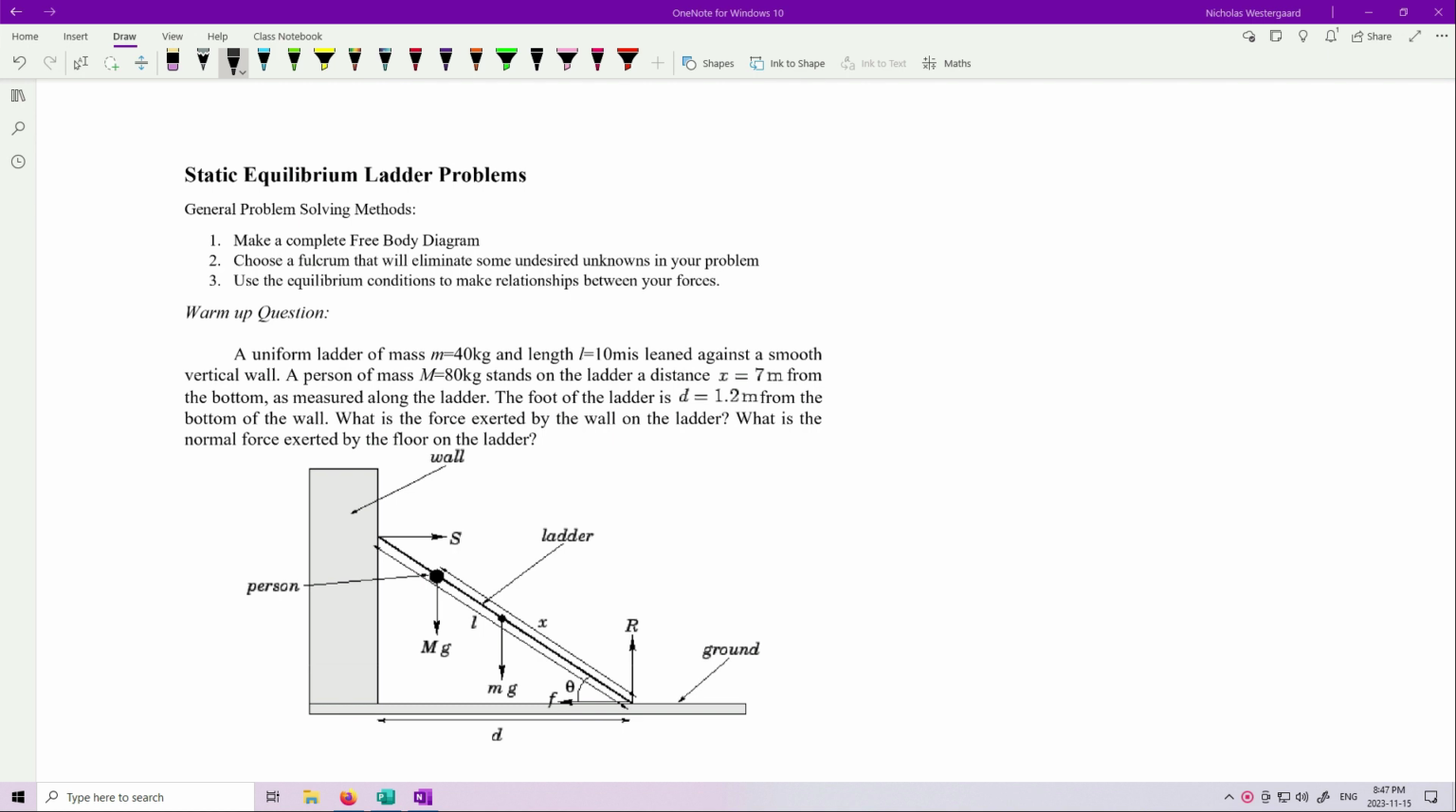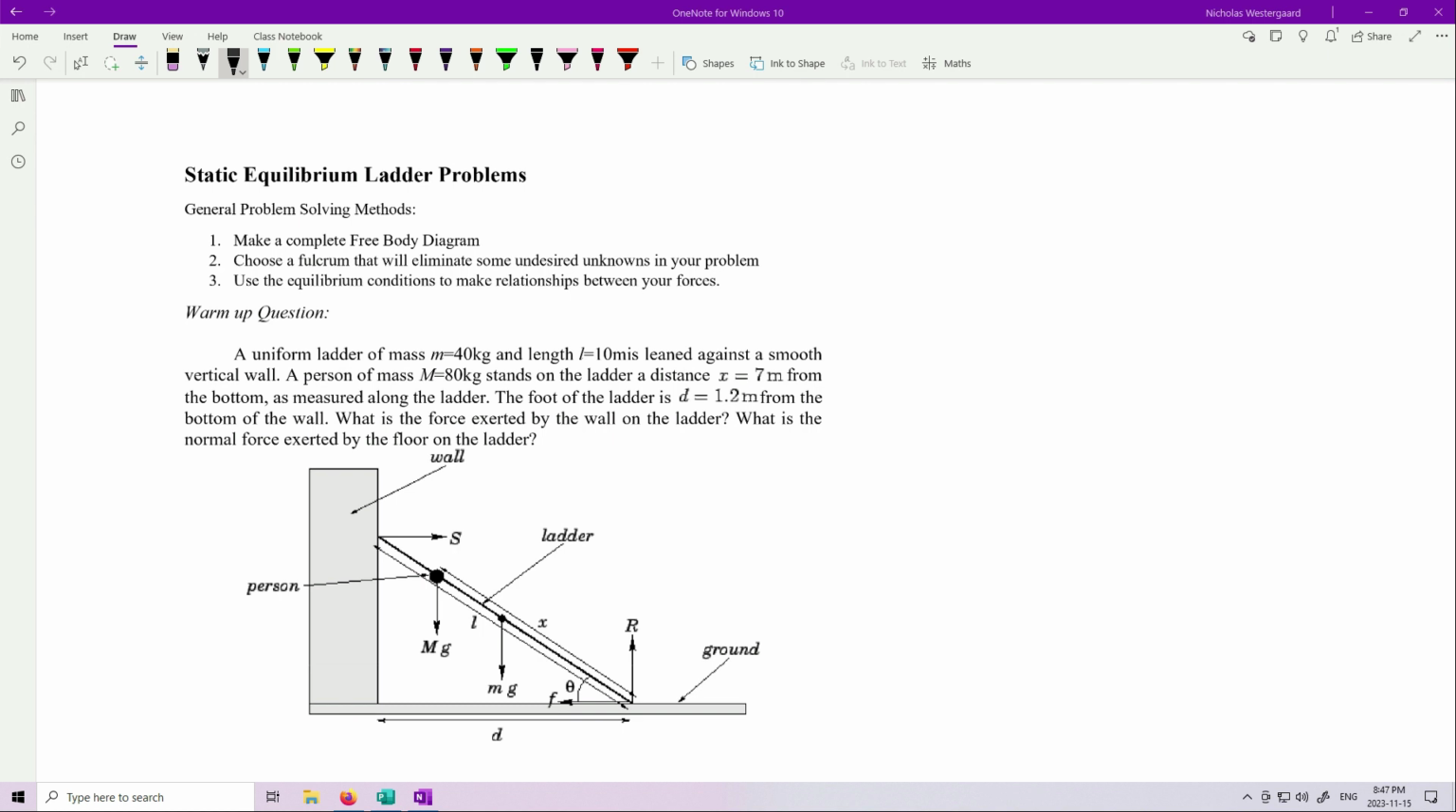Hello class, and we are going to look at equilibrium problems where we have more going on than we've been dealing with before. A classic type of problem that increases the level of challenge, mostly by increasing the level of what we need to be paying attention to, are ladders leaning against walls. For all problems that involve more work and more reasoning, the same three steps that we've been using are going to apply.